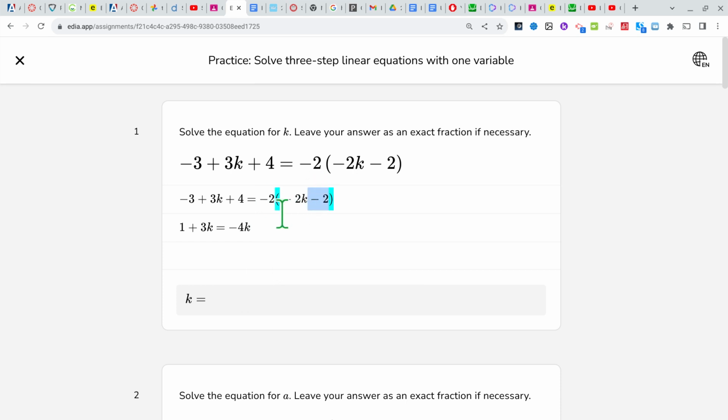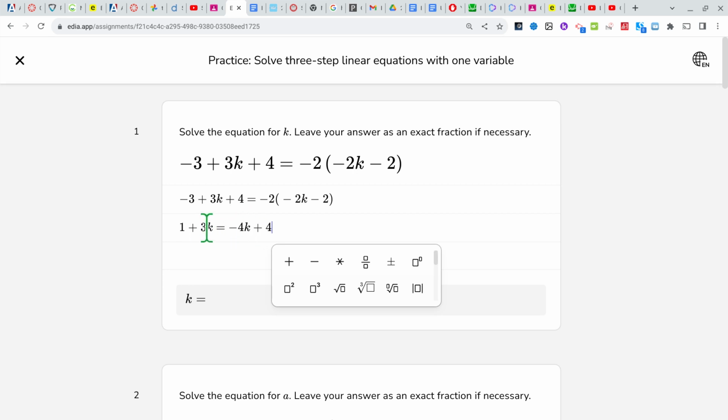Now we're going to do this part. Negative 2 times negative 2 will be positive 4. So distribute: multiply this times that one, and then do it again, this one times the second number. Okay, now we have a cleanup version.